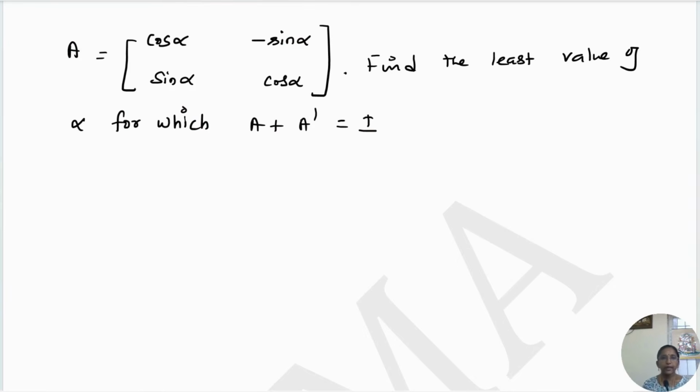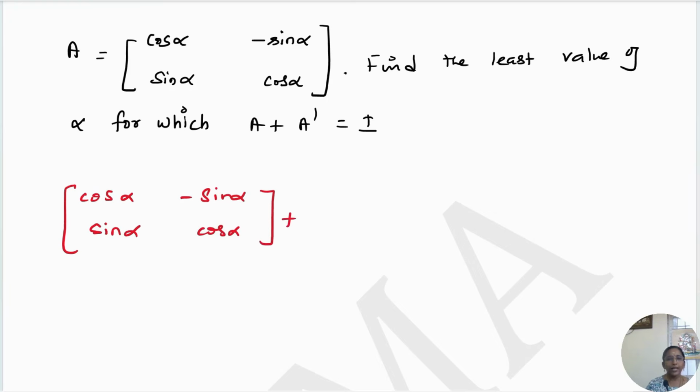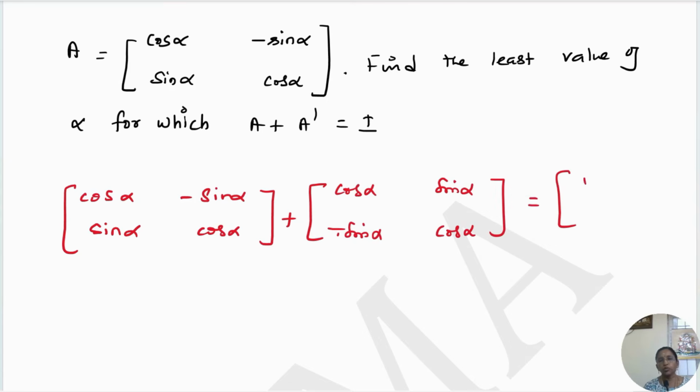Our matrix A is given. Find the least value of alpha for which A plus A dash is equal to I. So A value is cos alpha, minus sin alpha, sin alpha and cos alpha, plus A dash value. So A dash value is cos alpha, sin alpha, minus sin alpha and cos alpha, which is equal to I. So since it is order 2, so 1, 0, 0, 1 you can write over here.